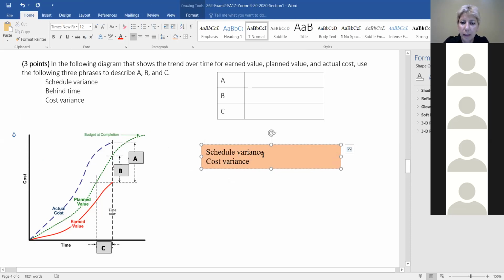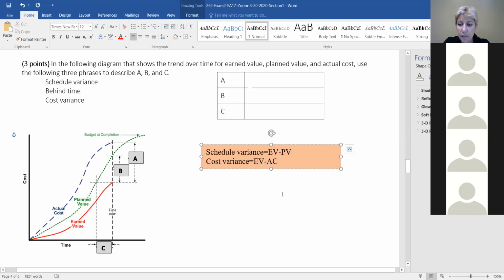Who remembers that? Anyone who remembers, unmute and talk. I believe for schedule variance it would be the difference between planned and earned value, or sorry, earned value and planned. Cost variance? Yeah, that would be the actual cost and the earned value. So, sorry, earned value, actual cost. Austin, thank you, Matthew. Thank you, everyone.